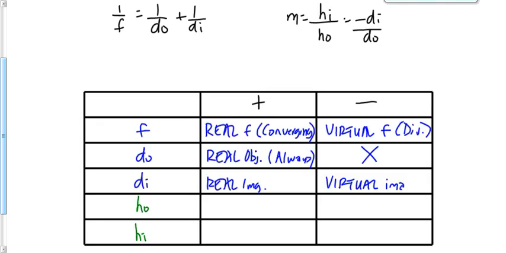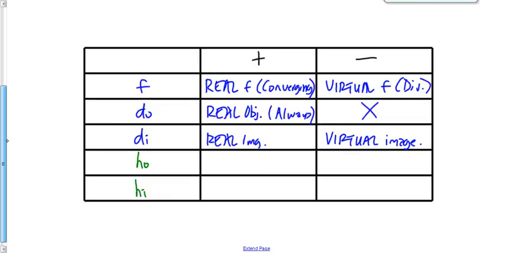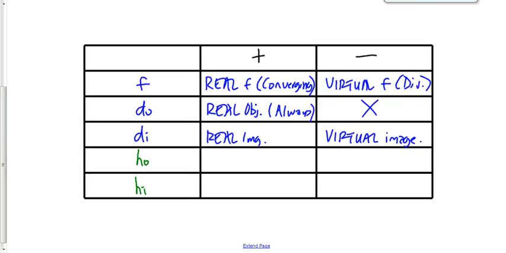Sometimes you're told that the image is projected onto a screen. You're not told exactly the image distance or the object distance. You're not told whether it's real or virtual, but if it's projected onto a screen, you know that it's real, and therefore we make DI positive. HO is positive if we have an upright object, which is going to happen 99% of the time.